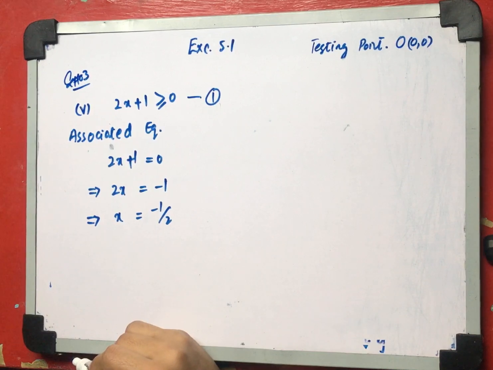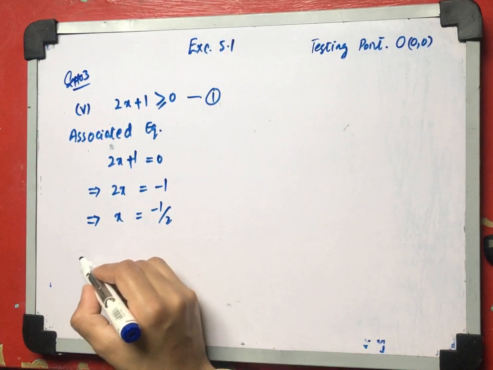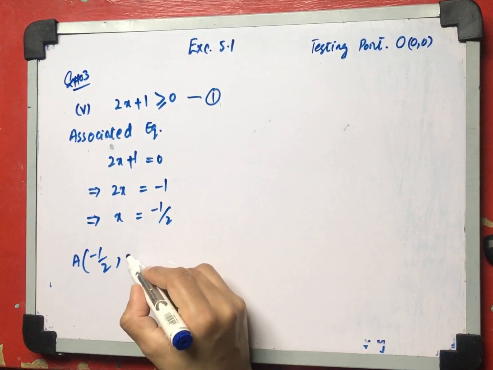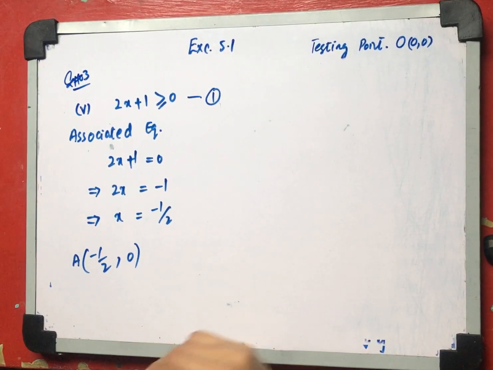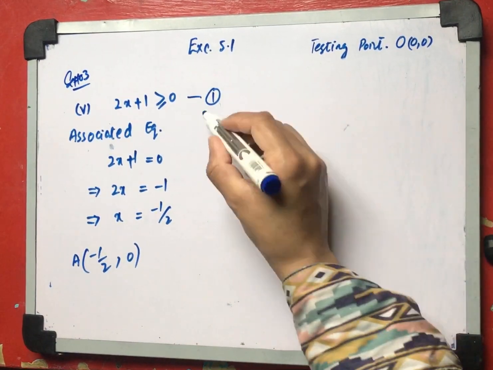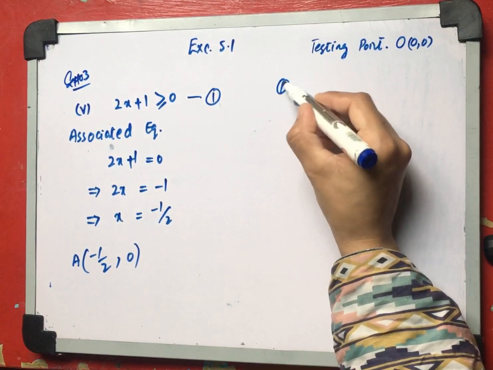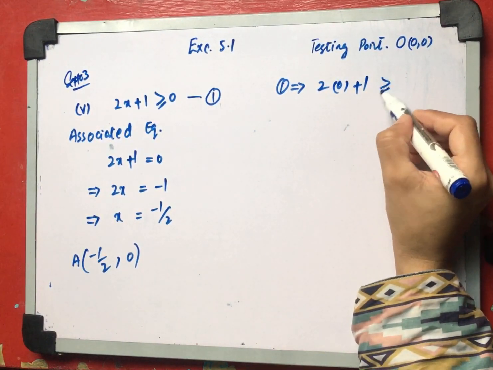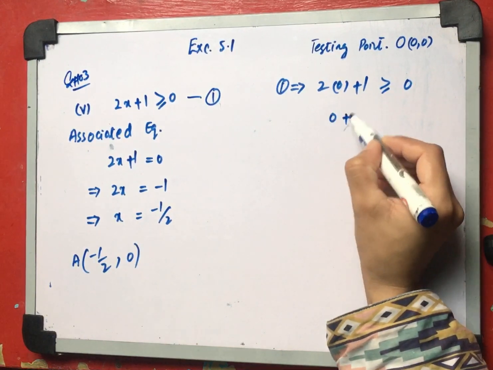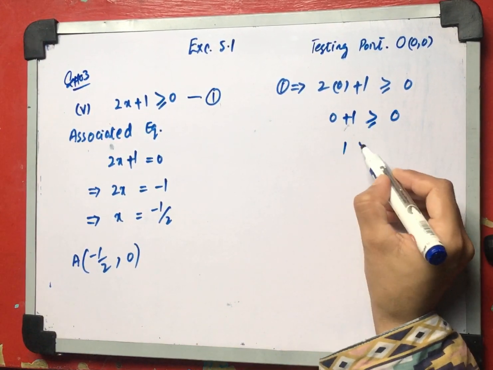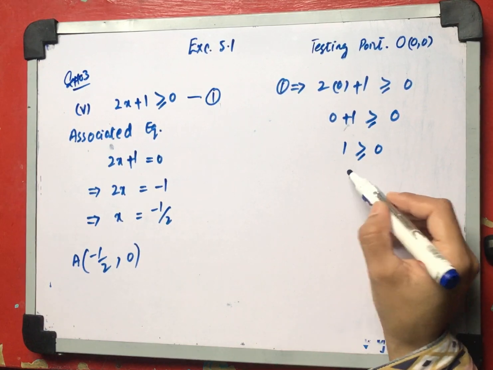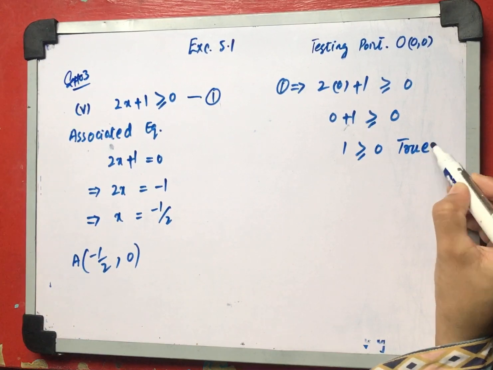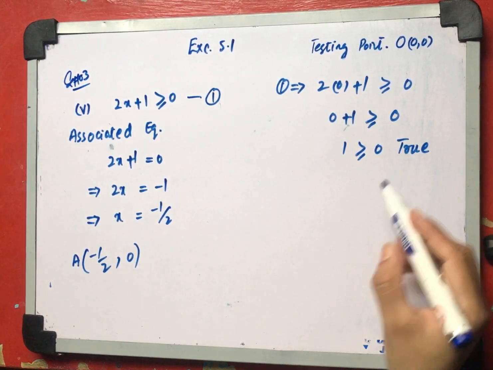So here it is understood that y = 0. So what will be the point? (-1/2, 0). So check the testing point for this inequality. Equation 1 implies that 2(0) + 1 ≥ 0, 0 + 1 ≥ 0, and 1 ≥ 0. This is a true condition because 1 is greater than 0, so this is true, and we have to shade the region towards the origin.